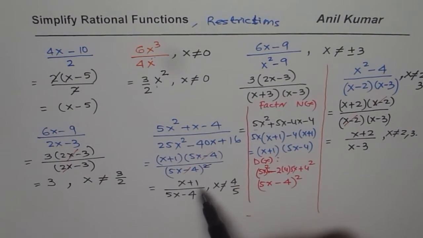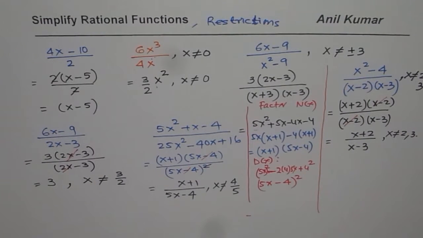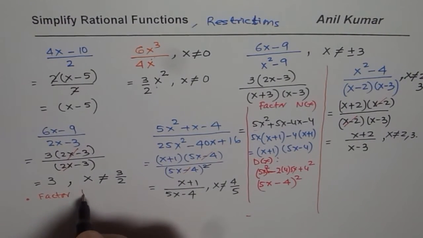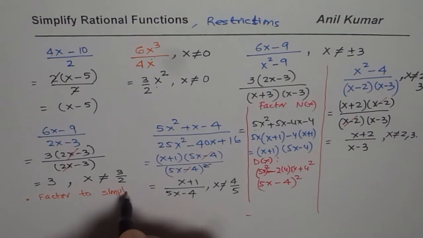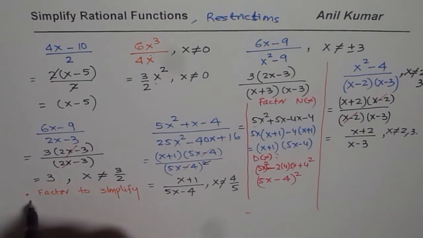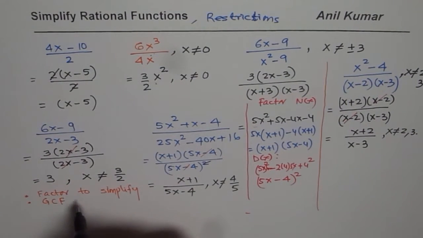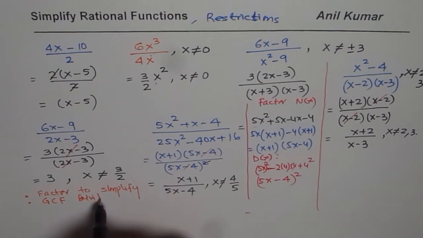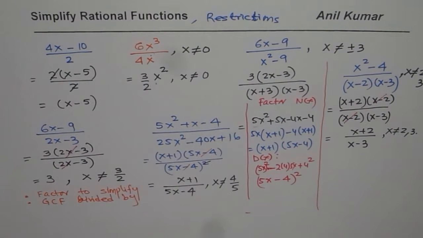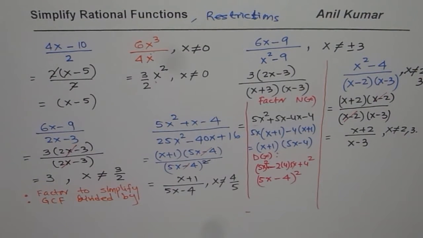However, we learned a technique in this case, how to simplify a rational function and how to write restrictions. Now, what we learned from here is you can factor and simplify. So, factor to simplify. This is the key which we are going to work on. And simplify means the greatest common factor should be cancelled or divided by. So dividing by the greatest common factor will give you the simplified version, right? That is one thing which we learned.